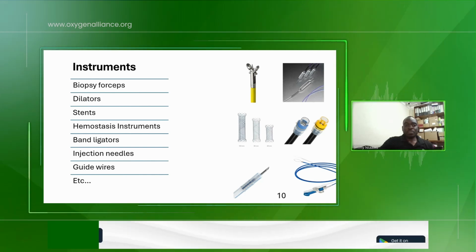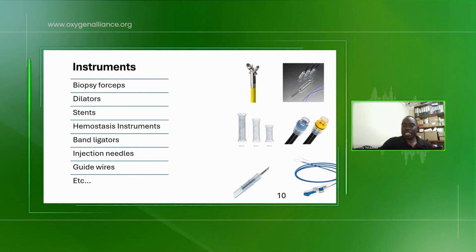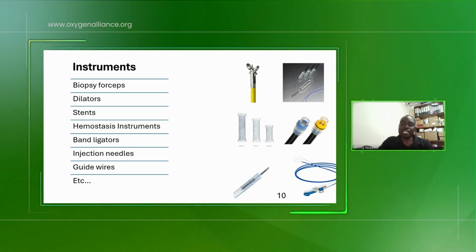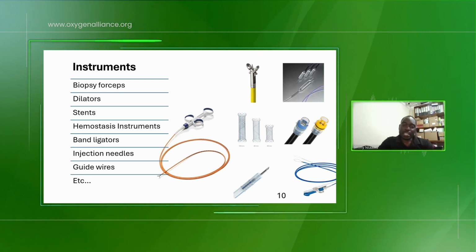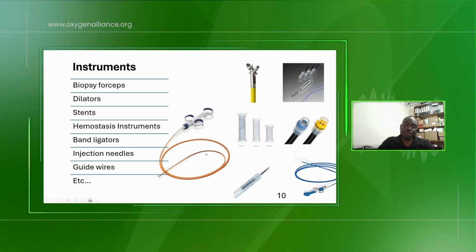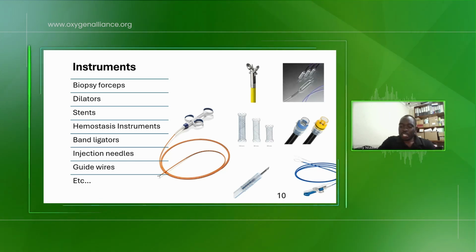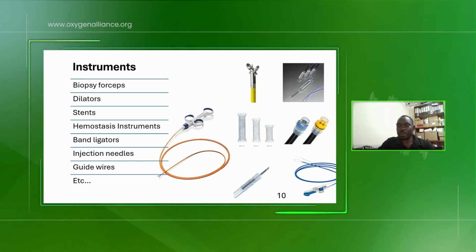Instruments, we have biopsy forceps, we have dilators, stents. There are so many: band ligators, injection needles, guide wires, etc. And the design of these instruments looks like this. Someone might wonder how the instrument is able to go through the scope. So the design is like this. Through the instrument channel, you can pass the instrument and it comes out from the tip of the scope.